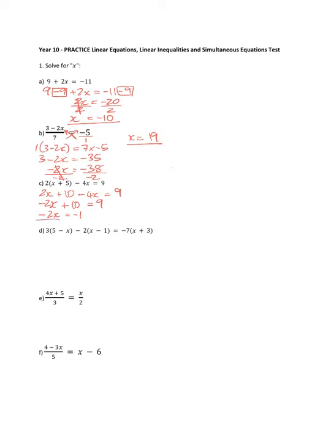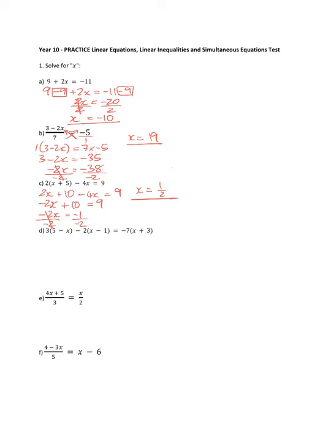X is being multiplied by negative 2. The opposite of that is dividing by negative 2. Divide by negative 2 on both sides. You're left with x. X is going to be whatever negative 1 divided by negative 2 is, which is positive a half. Why? Because a negative divided by a negative is a positive.